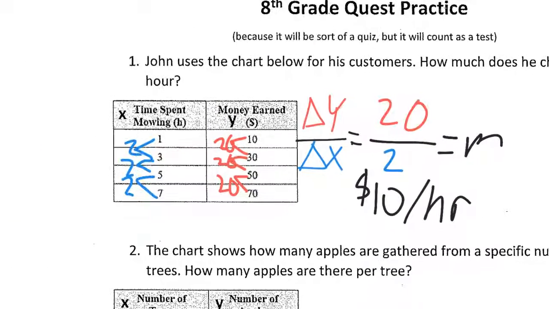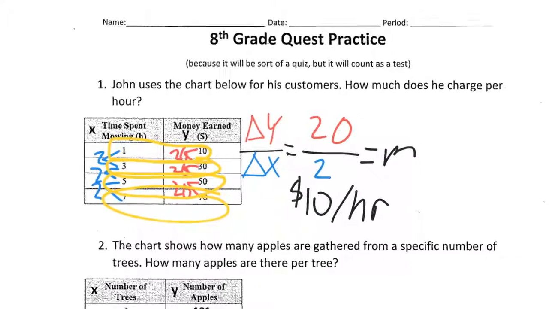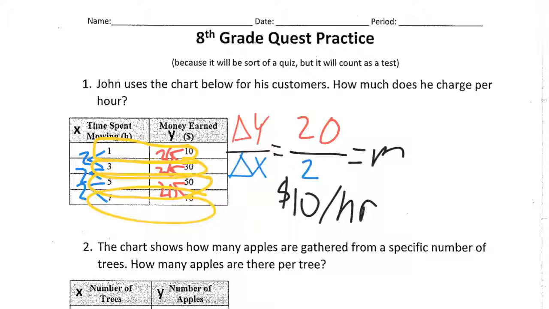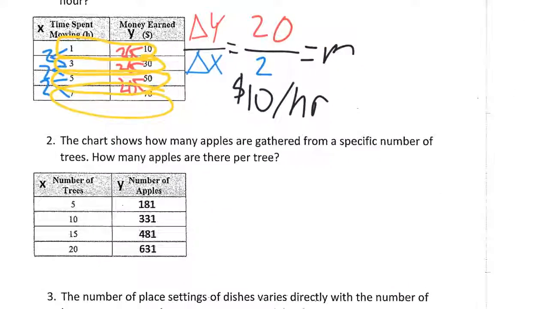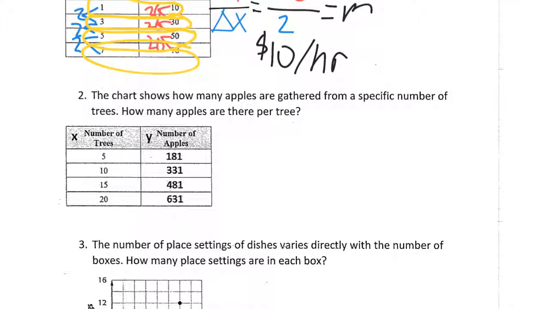Now, something I do want to mention. I know it is really easy to see that I can just do 10 divided by 1, 30 divided by 3, 50 divided by 5, 70 divided by 7. These are all going to give you 10. Yes, I'm well aware of that. But this change of Y over change of X works every time for every problem. It will always give us a constant rate of change. Because number 2 is going to be a little bit different.